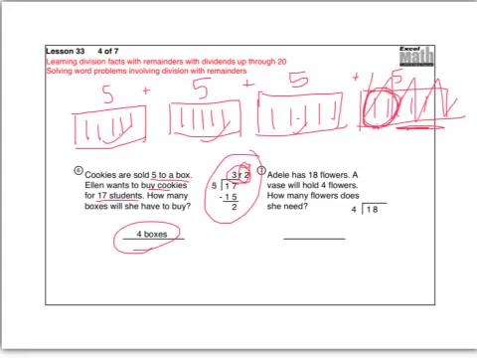All right, go ahead and pause the video, try number 7 on your own, turn the video back on when you're ready to see the solution to that. It says Adele has 18 flowers, a vase will hold 4 flowers. How many flowers does she need? I think that's a typo. And how many vases does she need? That's if you didn't understand that, well, they gave you the problem right there. But let's take a look at what that actually means.